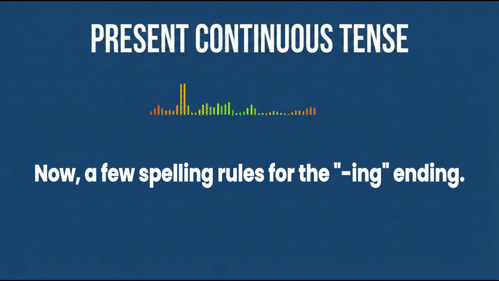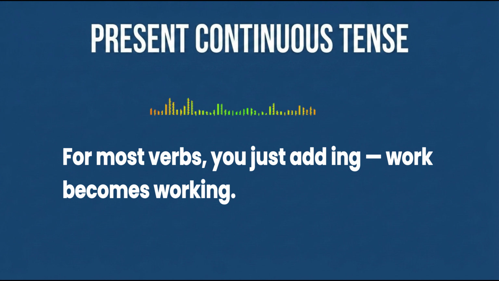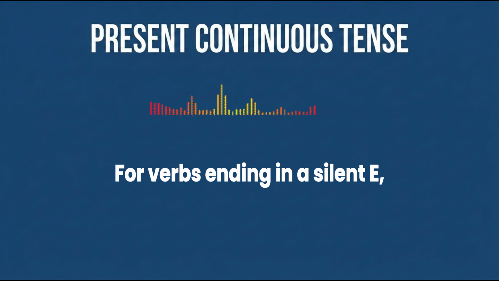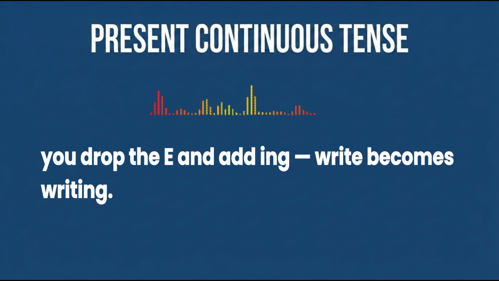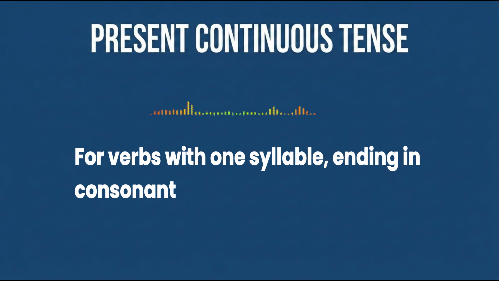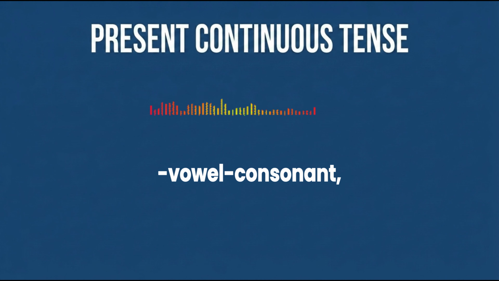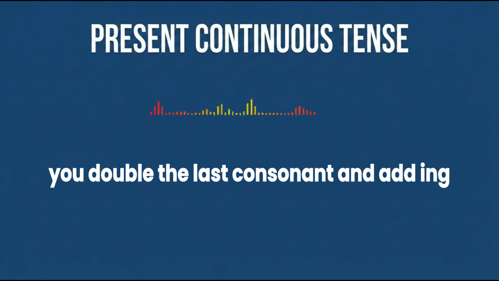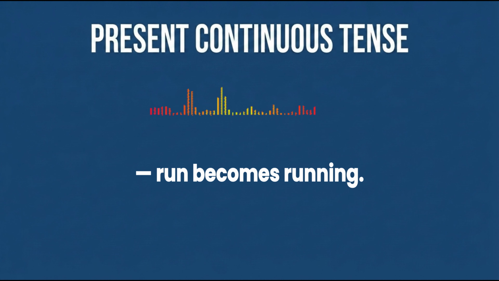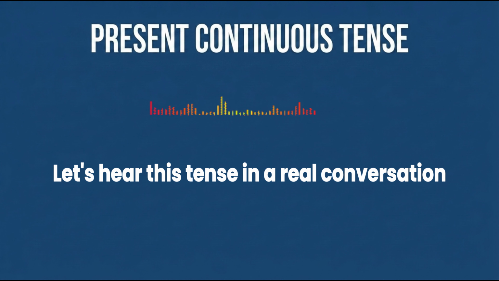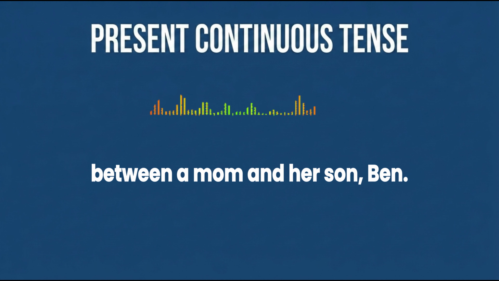Now, a few spelling rules for the ing ending. For most verbs, you just add ing. Work becomes working. For verbs ending in a silent e, you drop the e and add ing. Write becomes writing. For verbs with one syllable, ending in consonant, vowel, consonant, you double the last consonant and add ing. Run becomes running. Let's hear this tense in a real conversation between a mom and her son, Ben.